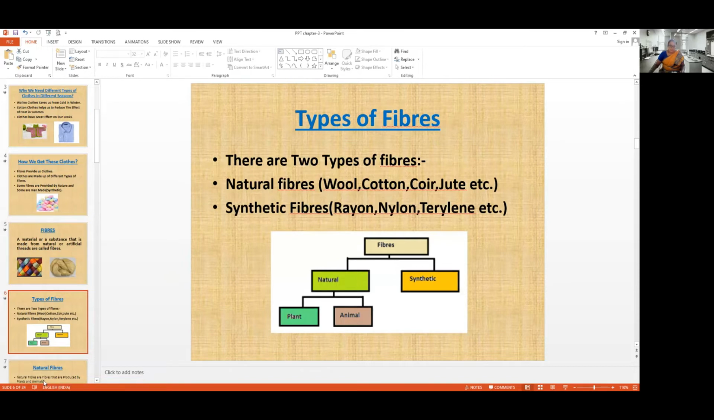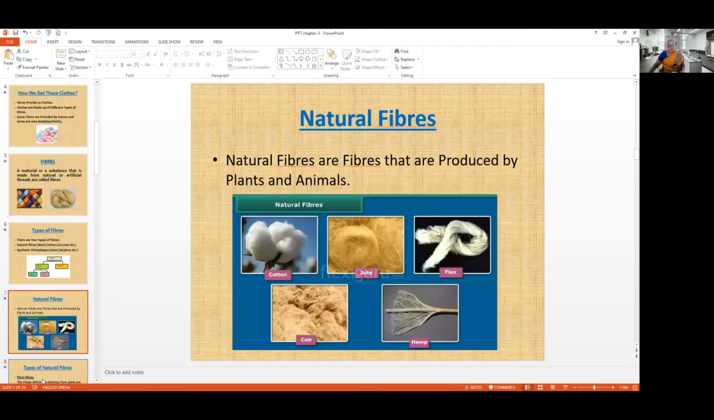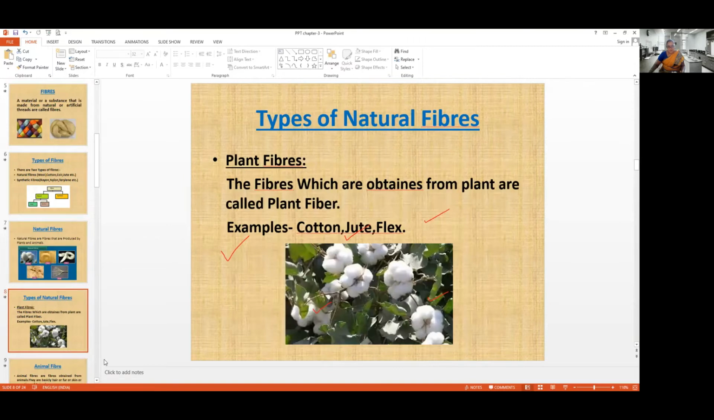Now coming to natural fibers. Fibers that are produced by plants and animals are called natural fibers. Those obtained from plants are called plant fibers, and those obtained from animals are called animal fibers. Here are pictures which are examples of plant fibers: cotton, jute, flax, coir, hemp. These are all the fibers which you learned in 6th standard itself.